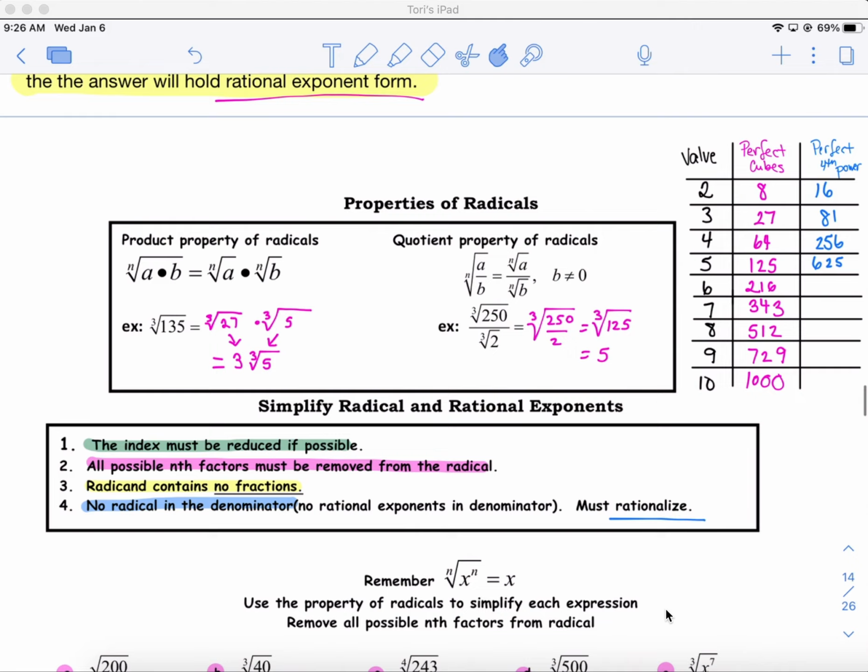All right, I am going to have you pause the screen and copy everything you see at the top. So that's going to be 1, 2, 3 things. Press play when you're ready.